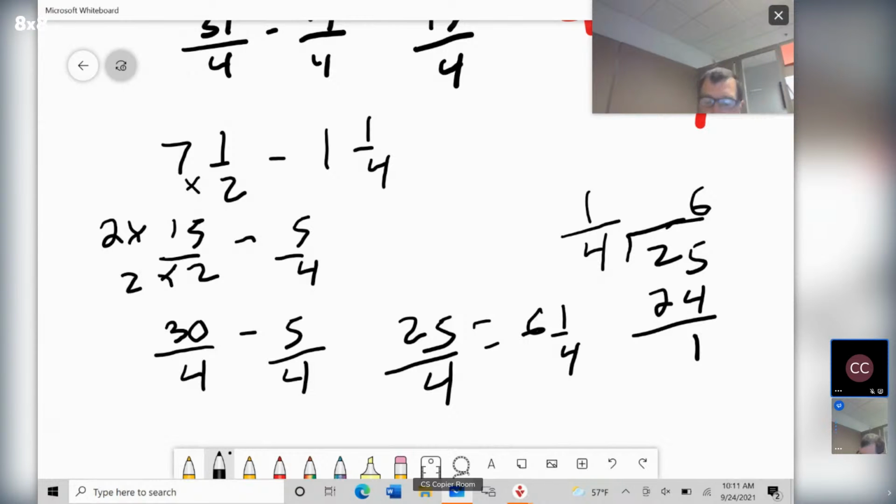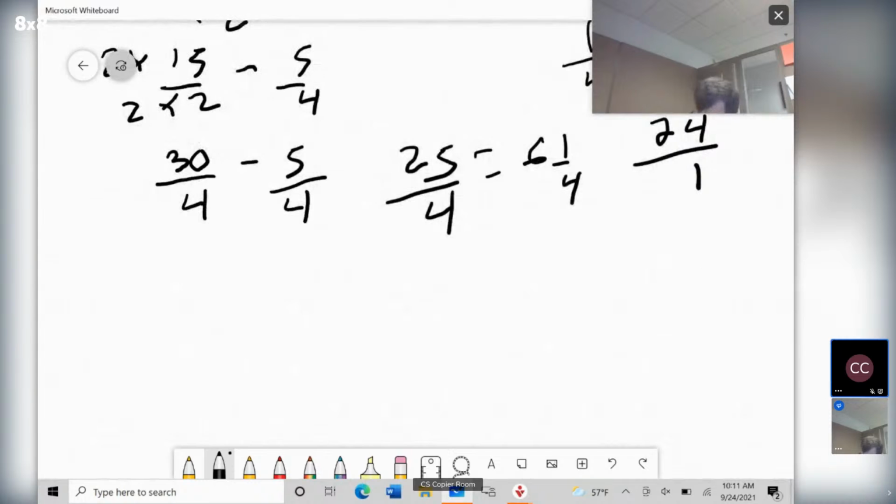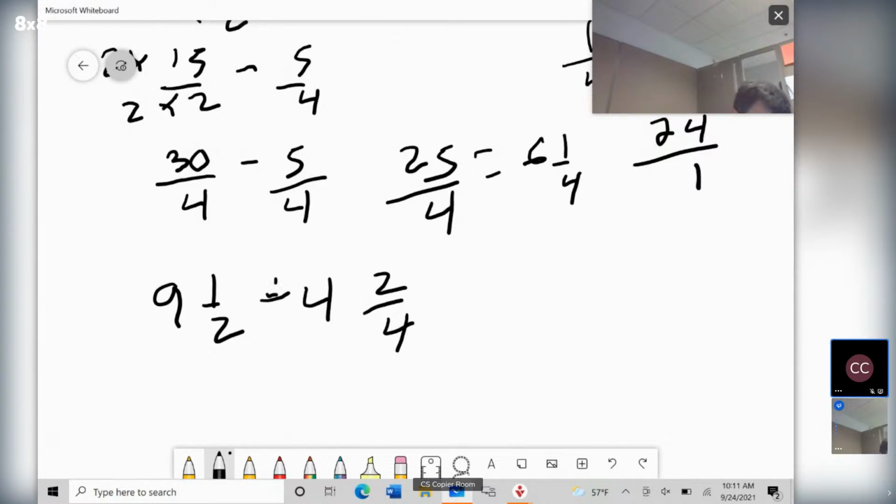Okay, so we'll do one more. How about we'll do 9 1/2 minus 4 2/4. Okay, the first thing we're going to have to do when you have a mixed number, and this is addition also, you guys, we're just doing subtraction here, but if we're doing addition, it'd be the exact same thing. As a matter of fact, I'll just make this an addition problem. Okay, so we have 9 1/2 plus 4 2/4.